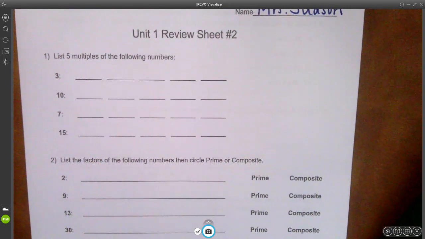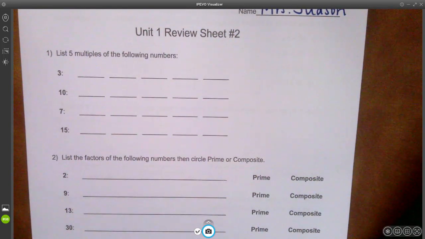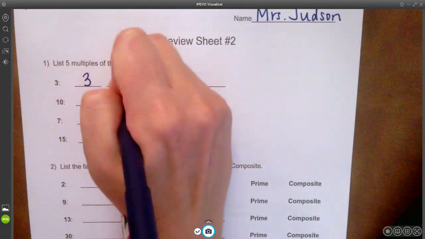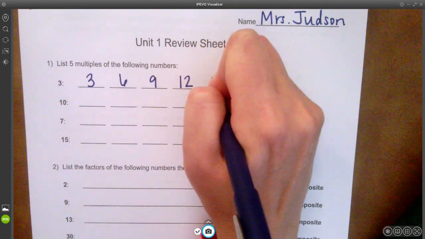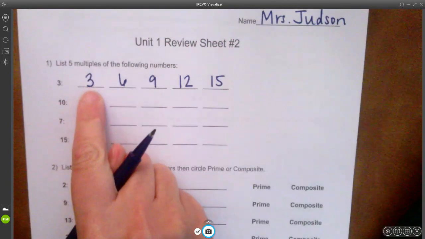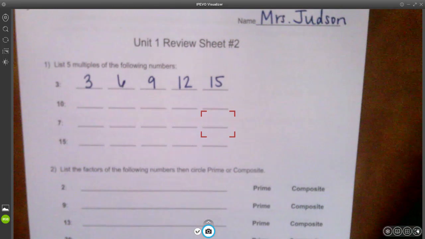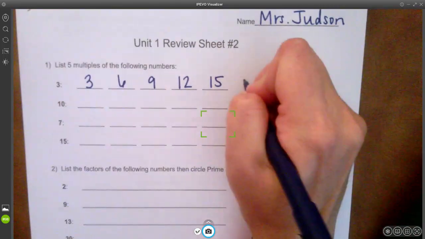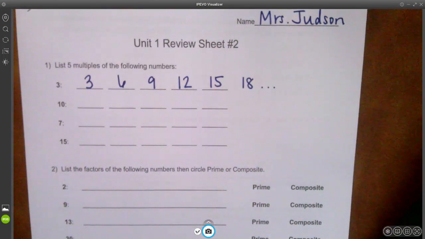Starting at the top, it says multiples. Most kids think of multiples as skip counting, so we can skip count by 3, 10, 7, and 15. You also could think, what's 3 times 1? What's 3 times 2? What's 3 times 3? 3 times 4? 3 times 5? And it's okay if you didn't start where I started, if you maybe started with 6. So if you started with 6, for example, you probably went up to 18. And you really could start anywhere as long as they're all multiples of 3. 3 times anything will give you a multiple of 3.